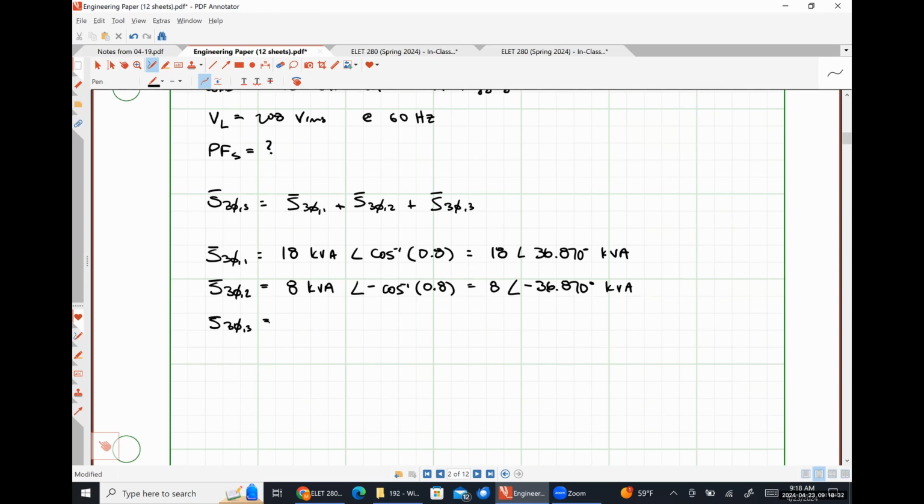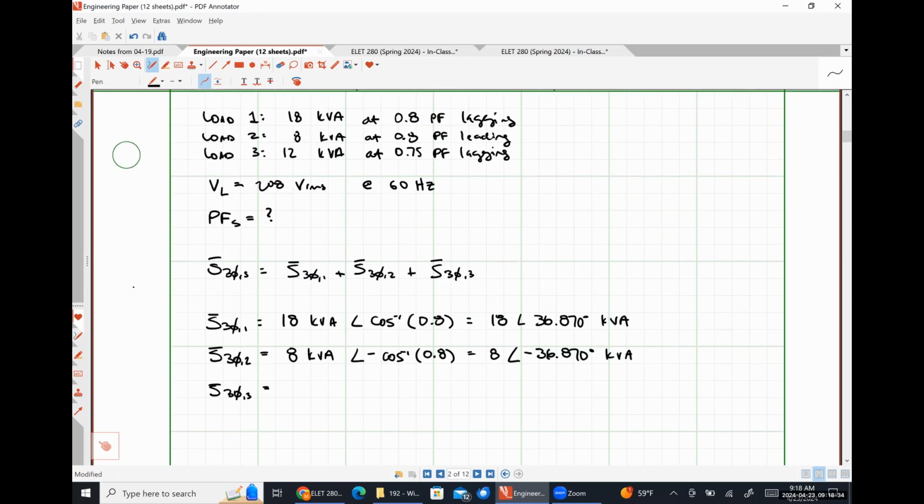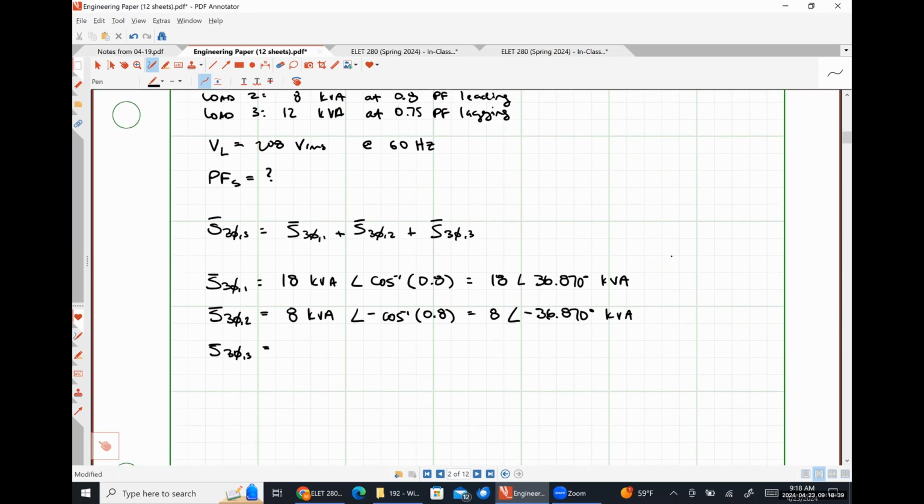Load 3, same thing as number 1. Absolutely right, man. So 12 kVA with an angle of positive inverse cosine of 0.75. Comes out to be 12 angle positive 41.410 degrees.